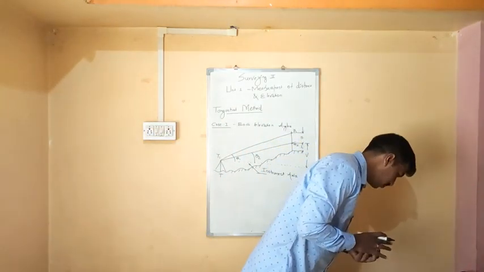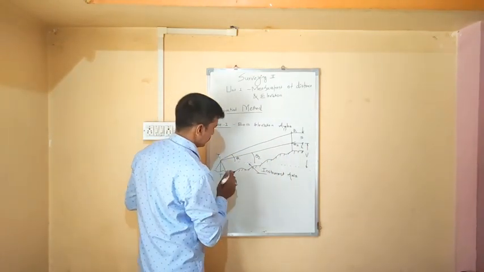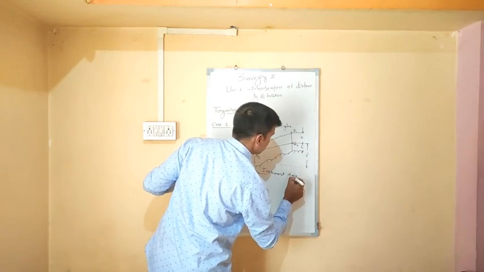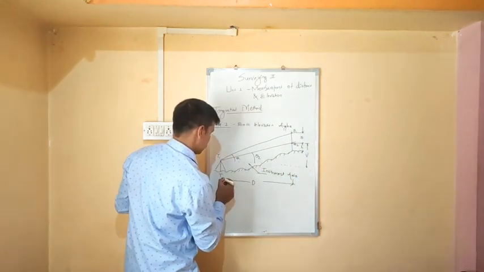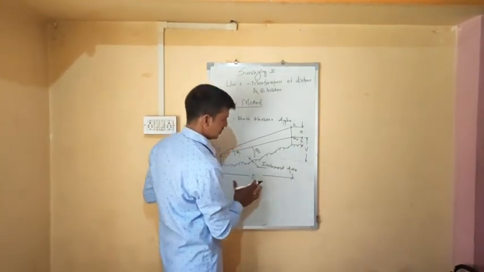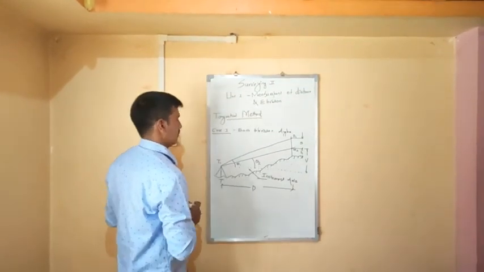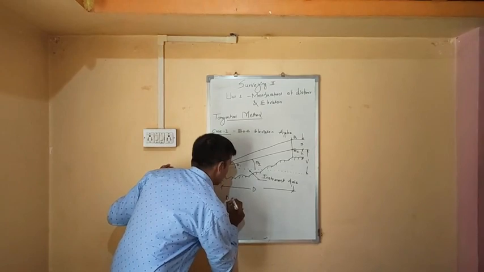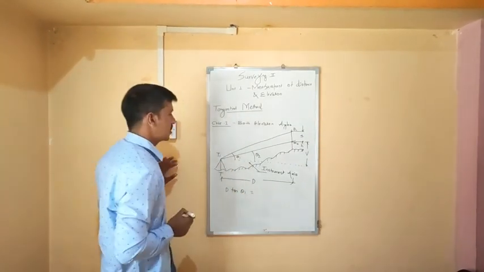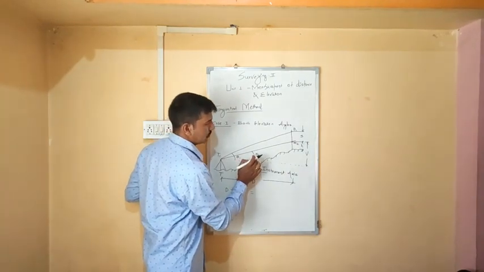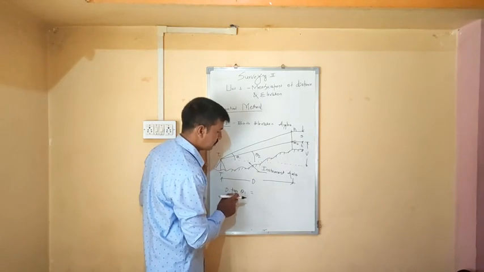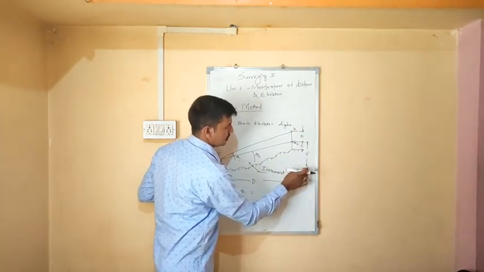Now if you look at the figure, say this distance from the instrument station to the staff station, the horizontal distance, is D. Then let us put an equation: D into tan of theta 1, sorry, theta 1, not theta 2, D into tan theta 1 will be this height V up to this B1.